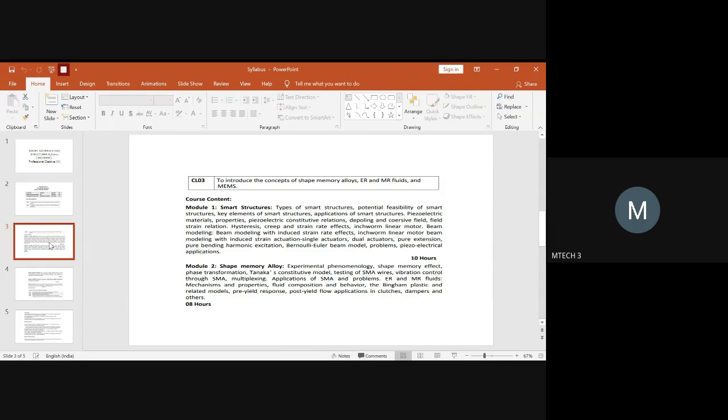What will you be doing in this? Bernoulli's theorem. Beam theorem, yeah, I understand. How do you relate this to smart structures? I don't know. You can't say that you don't know. What is the use of the Bernoulli Euler beam model, you tell me? What is the application of any beam model? Why do we do it basically?